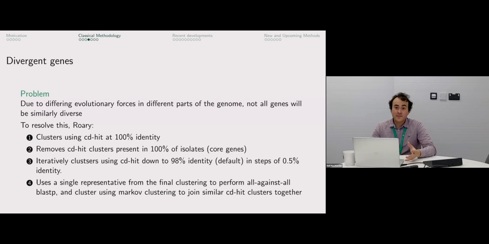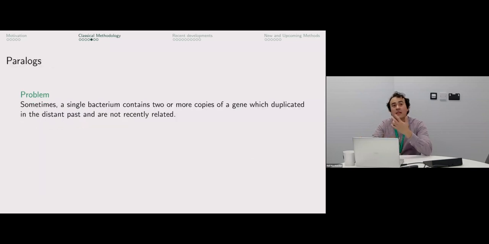From the distances that you get out, you can then use more complex clustering methods, Markov clustering, to join similar CD-HIT clusters together. And that way you will find genes that are 99% identical across all isolates, and also genes that are maybe 90, 85. In fact, there's no strict threshold, because the Markov clustering, again, the details aren't that important, is an intelligent clustering method that will look for clusters, not just have a fixed threshold. So great, we've dealt with divergent genes. The other big problem is paralogs.